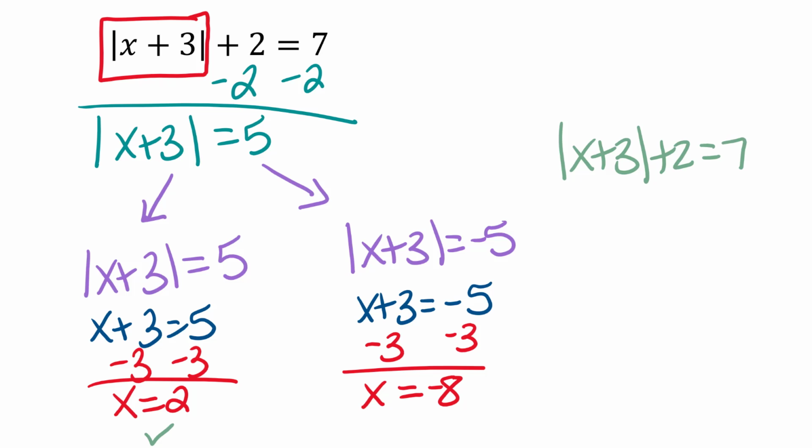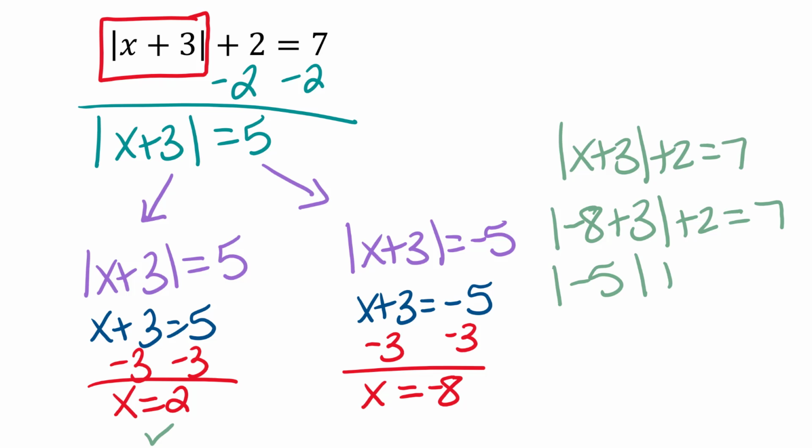The other answer that I got was negative 8, so I'm going to plug in negative 8 for x. So the absolute value of negative 8 plus 3, plus 2, equals 7. Well, negative 8 plus 3 is negative 5, plus 2, equals 7. The absolute value of negative 5 is positive 5 because it's distance.